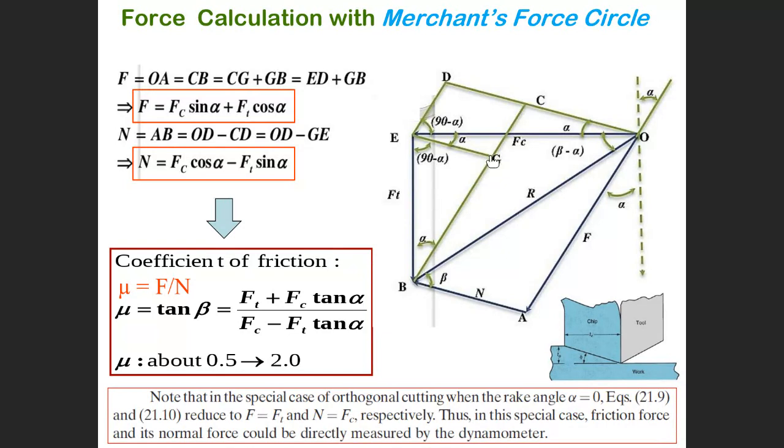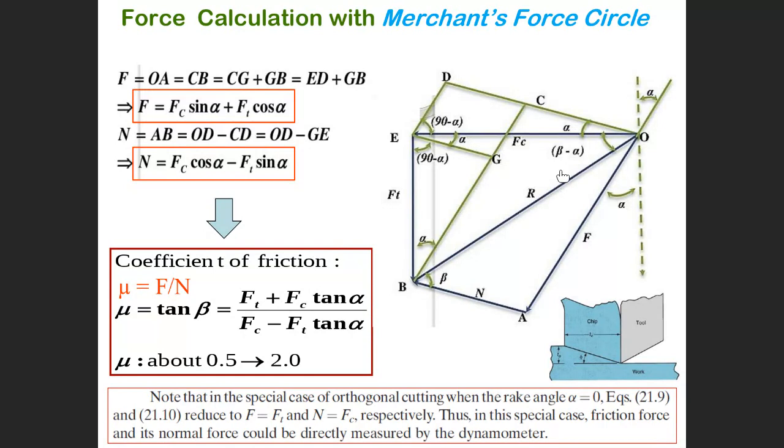And CG equals DE in this triangle. Can you see that? DE is equal to FC sine alpha. So this is FC sine alpha plus FT cosine alpha.